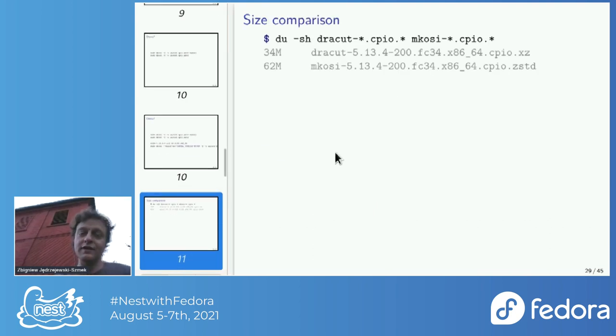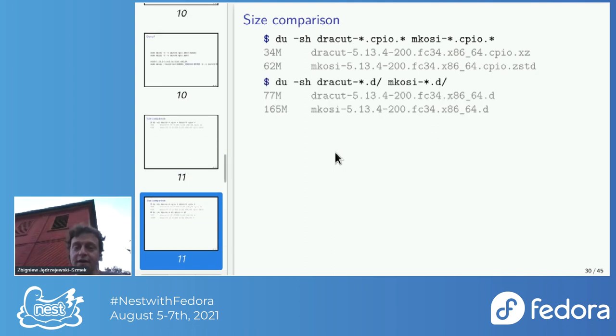And so I said that the images are bigger. The image that they built with a VM and bash and a bunch of other things is about twice as big as the image that Dracut builds on my machine. And if I unpack it, the difference is more than two. Dracut is 77 megabytes unpacked. My image is 165 megabytes.